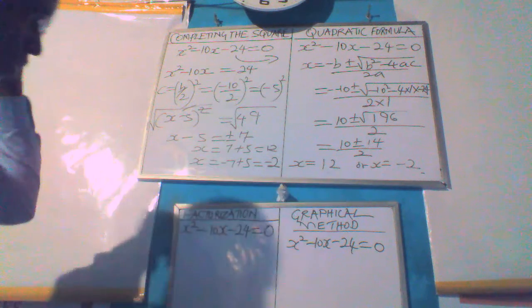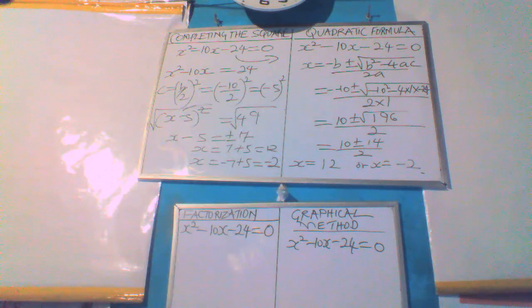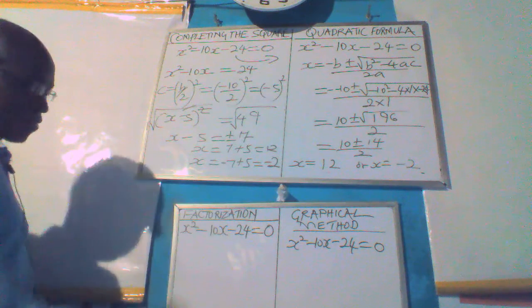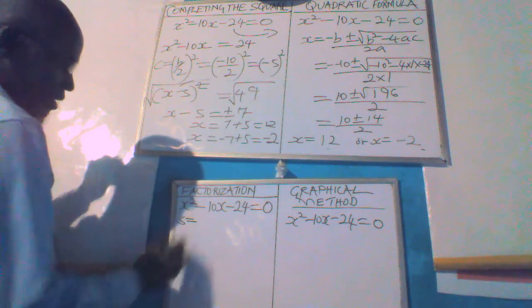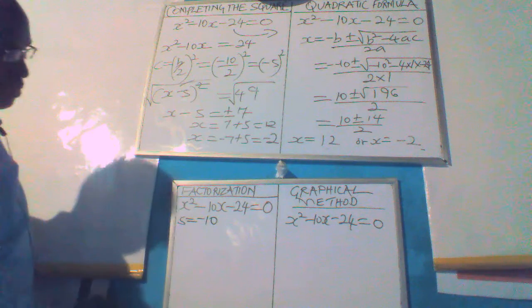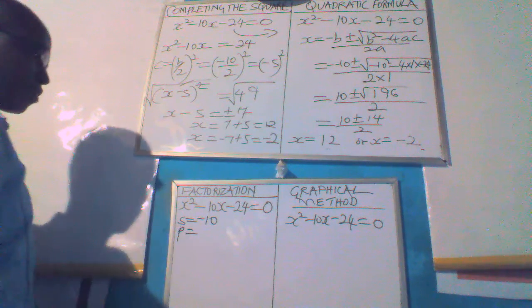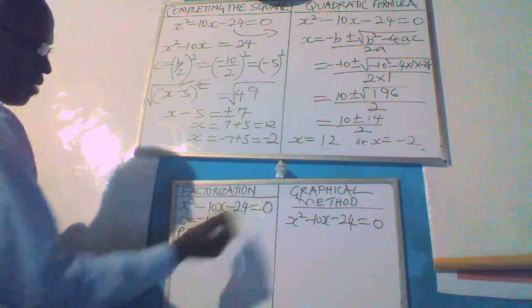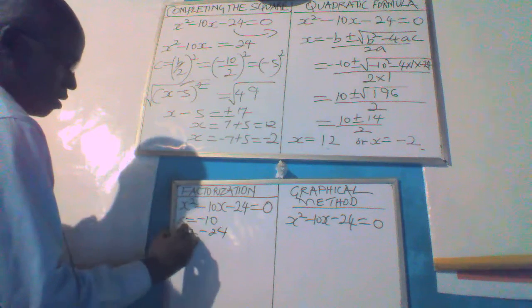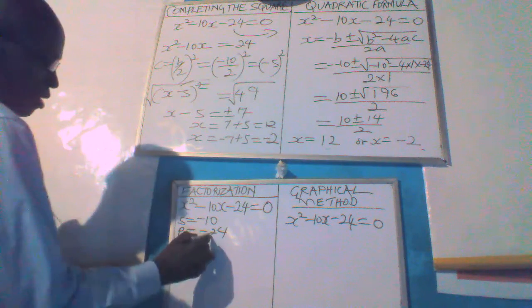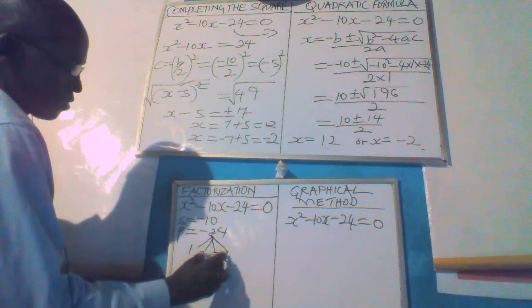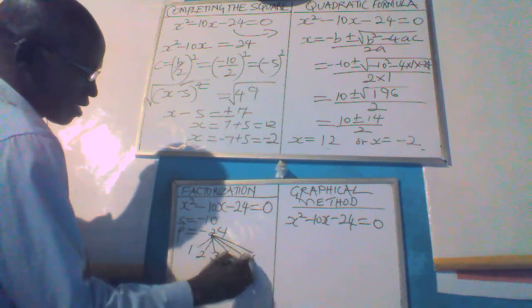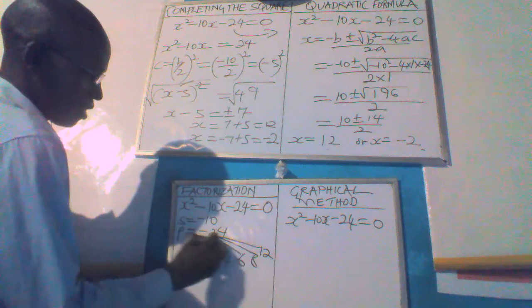The third way is factorization. And you'll allow me to factorize. We are going to take the sum of this expression as minus 10, and the product of factorizing is minus 1 times minus 24, which is minus 24. We get the factors of 24. In this case there is 1, there is 2, there is 3, there is 4, there is 6, there is 8, there is 12, and there is 24.